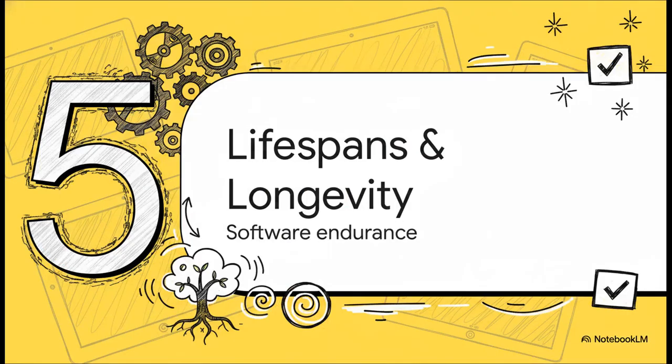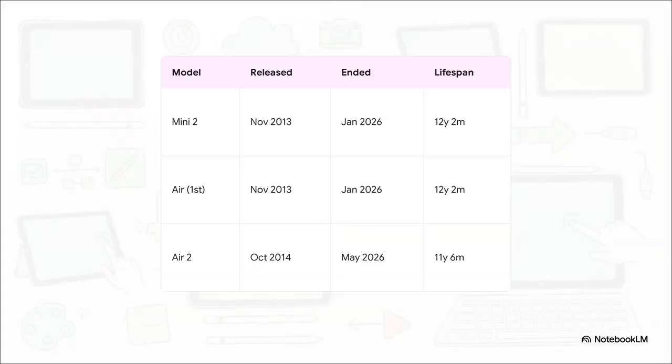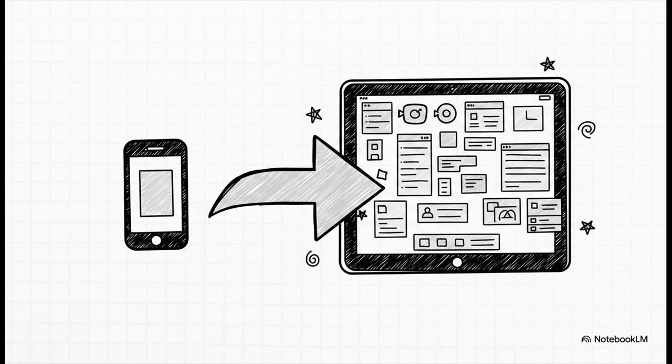Which brings us to Section 5, Lifespans and OS Longevity, the hidden story of software endurance. I have to say, these numbers are just phenomenal. Just look at the iPad Mini 2 and the first-generation iPad Air. Both of these were released in November 2013, right? And their software security support didn't formally wrap up until January 2026. That is a staggering 12 years and 2 months of lifespan support. Even the iPad Air 2 clocks in at 11 and a half years. In the consumer electronics world, where we're used to devices being obsolete in 3 years, this kind of endurance is practically unheard of. But of course, none of that hardware longevity really matters without the software evolving right alongside it.